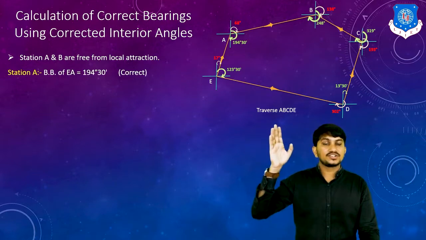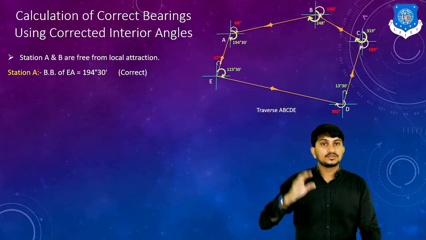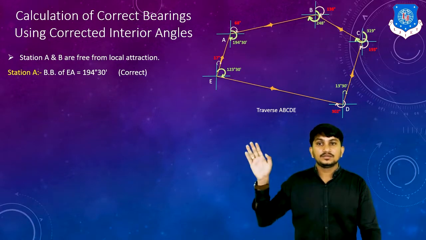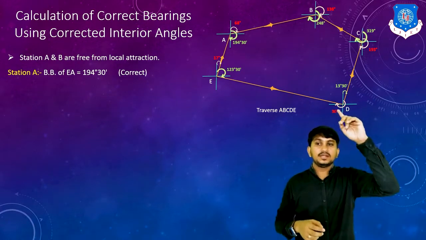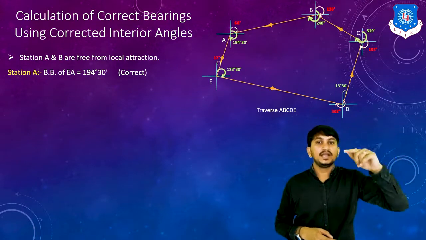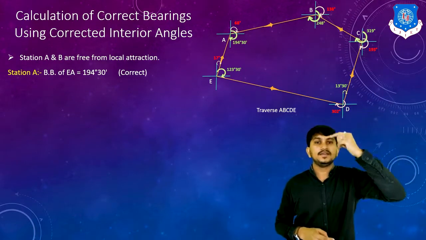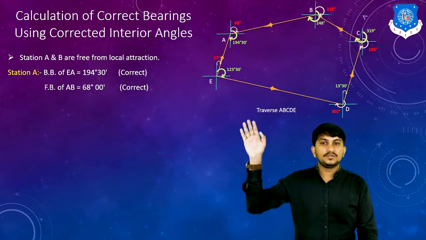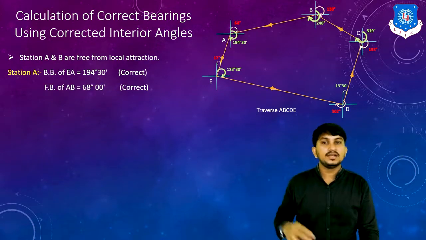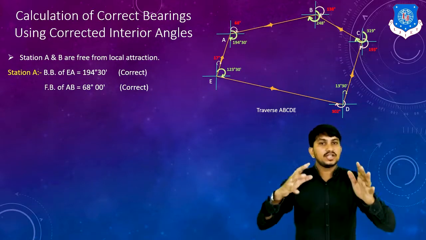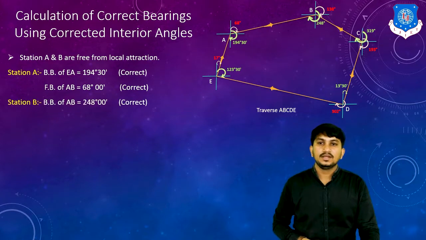So station A and station B are free from local attraction. So the readings taken from stations A and B are the corrected ones. For station A, you can clearly see two readings are taken: fore bearing of line AB, which is 68 degrees, and back bearing of line EA, which is 194 degrees 30 minutes, which are the corrected ones. So BB of EA is 194 degrees 30 minutes and FB of AB is 68 degrees, which is corrected because in station A there is no local attraction.